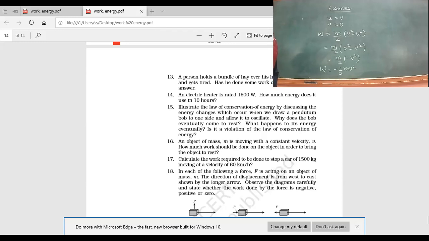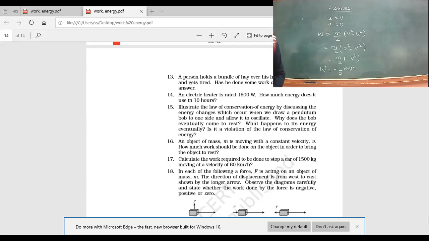All right, let us come to question number 18 now. In each of the following, a force F is acting on an object of mass M. The direction of displacement is from west to east, shown by the longer arrow. ठीक है, जिस arrow पे कुछ नहीं लिखा हुआ है, वो displacement है. तो आप उसको S लिख लो. Observe the diagrams carefully and state whether the work done by the force is negative, positive, or zero.